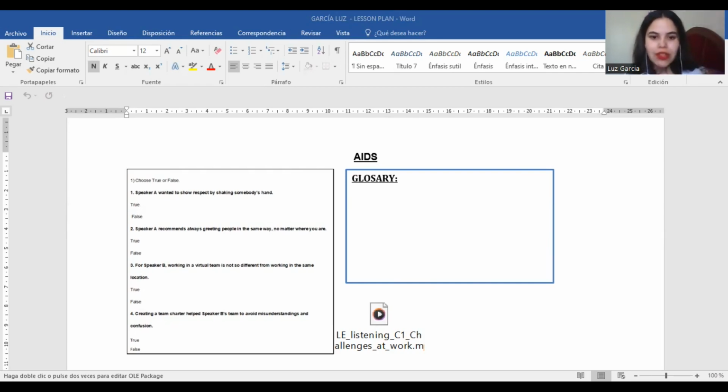Why? Because it's very important for me to emphasize that weak forms occur in small, less important words that link the important content words of a sentence together. These weak forms are what we call function words, and typically they are auxiliary verbs, prepositions, pronouns, conjunctions, and articles. So, in the audio about challenges at work, I have this sentence.